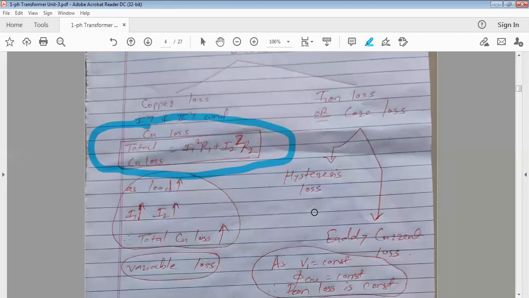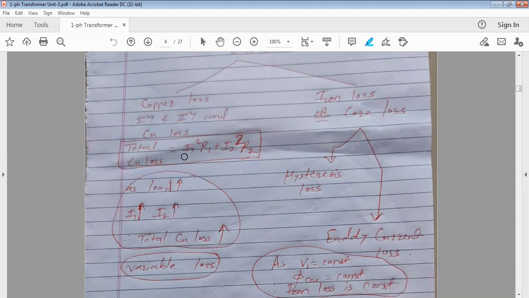Constant, increases, decreases? Increases. See here, as you go on increasing the load, number of times I told you up till now 2-3 times, I1, I2 how increases, that also I explained to you. So as load increases, I1, I2 increases. Means as load you are changing, I1, I2 changes.